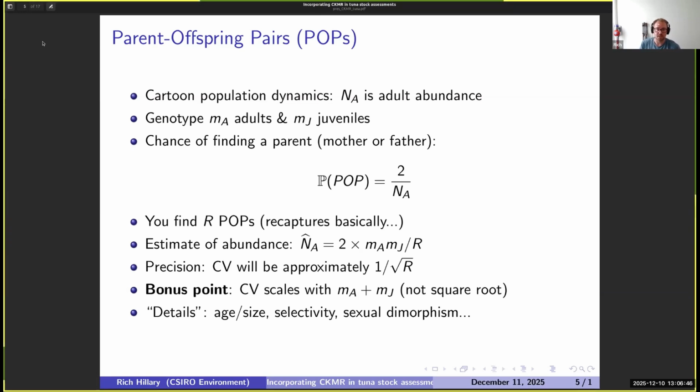That's pretty much almost a classic Petersen mark-recapture probability. So you find your number of POPs, these are the recaptures basically, and you've got that classic Petersen estimate of abundance that you see there. The precision again is inversely related to the square root of the number of POPs, the number of recaptures you find, but with a bonus point that CV scales with the overall sample size, not its square root. So the number of POPs you find is quadratically related to that. So that's a nice bonus point. There's obviously a fair bit of detail that is missing there on things like age and size, selectivity, sexual dimorphism. But that's the general idea in a very simple setting.